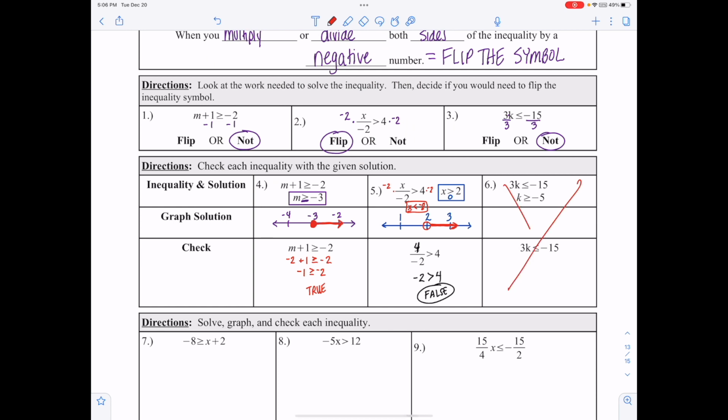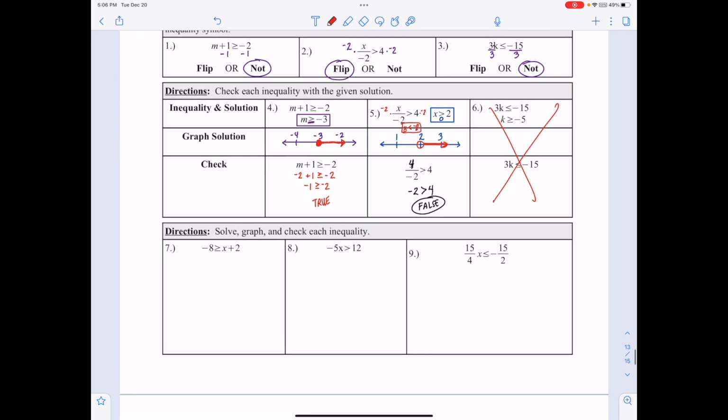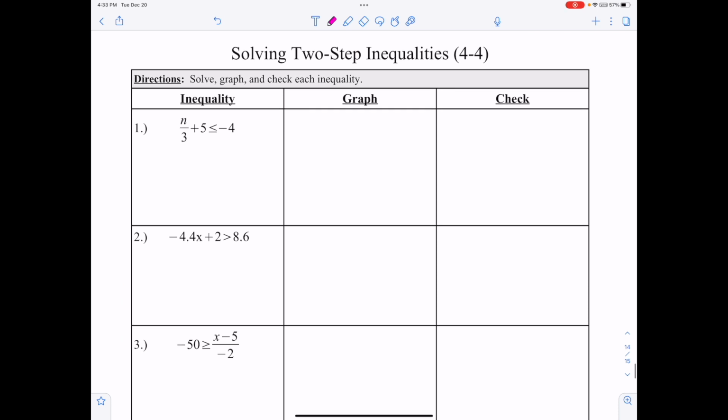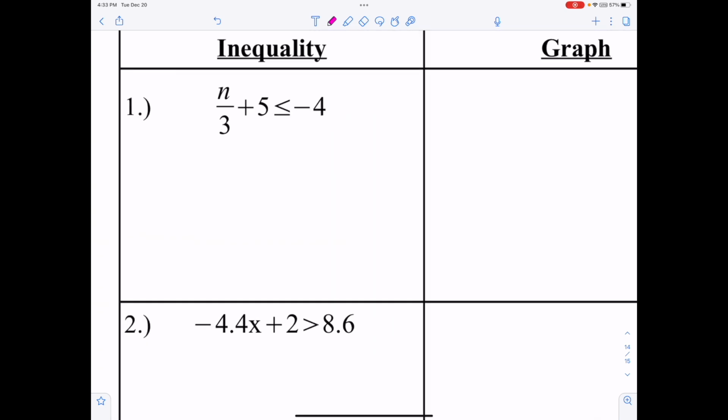We're going to go ahead and skip number 6 and also 7, 8, 9 because we're going to be doing a lot of checking in the 2-step inequalities. All right, let's go ahead and take a look. Okay, we're going to jump right into solving 2-step inequalities. So here we go. You do have to solve for the variable or isolate the variable, graph it, and check and make sure it works. And we'll talk about how to set that up.